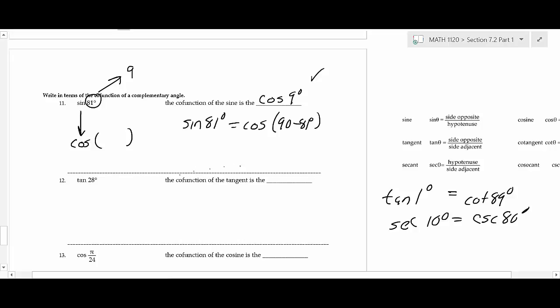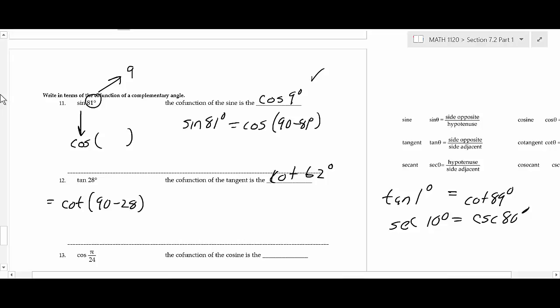For the tangent, what you're going to have there is the cotangent of 90 minus 28. So you do 90 minus 28 to get the complement. So I think that would be the cotangent of, what is that, 62 degrees. Does that make sense?